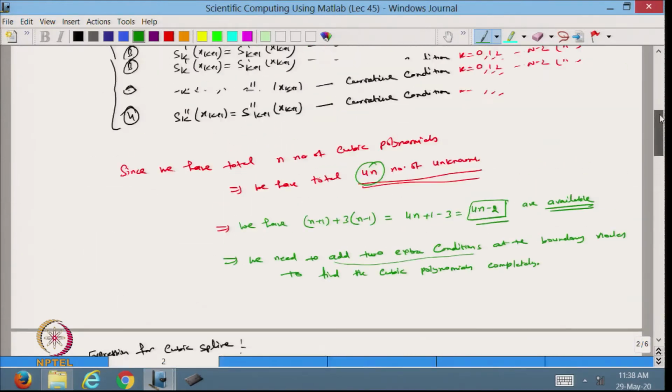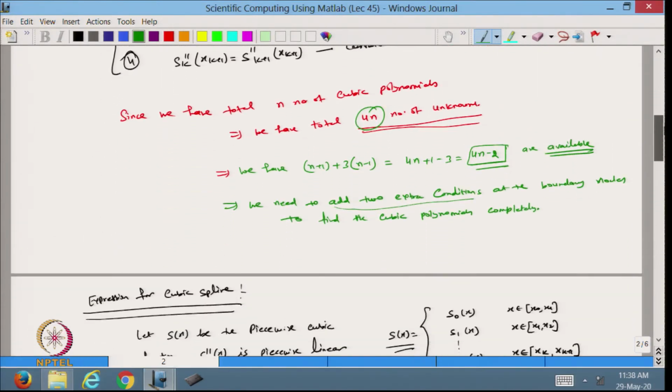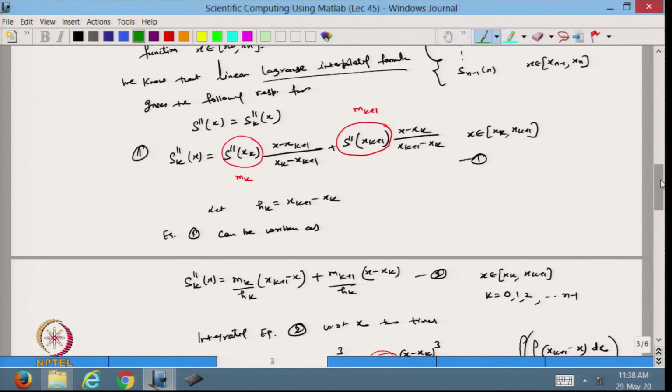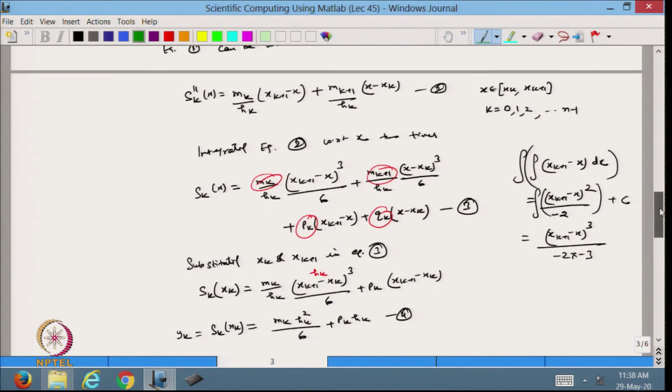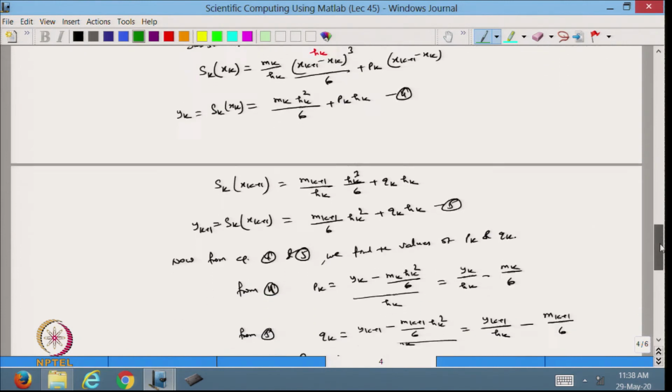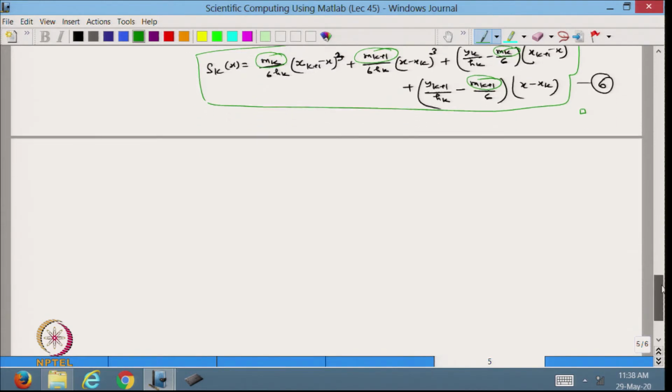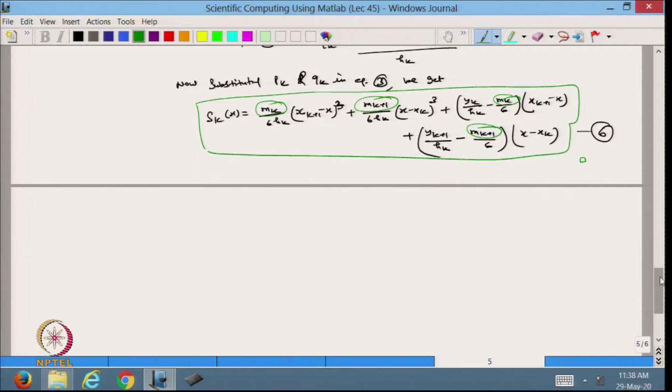In the previous lecture we discussed how we can find the cubic spline for a given interval, and we started with the expression for how we can express the cubic spline in each of the subintervals. In the end we came to equation number 6, the cubic polynomial we are defining. Now we have to find the value of the mk's, the second derivatives, for the given cubic spline. So let us continue with this one.